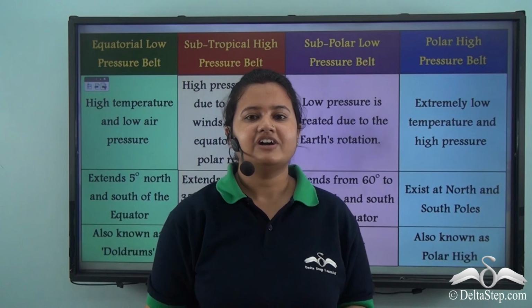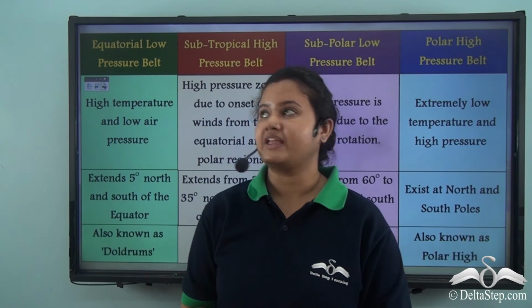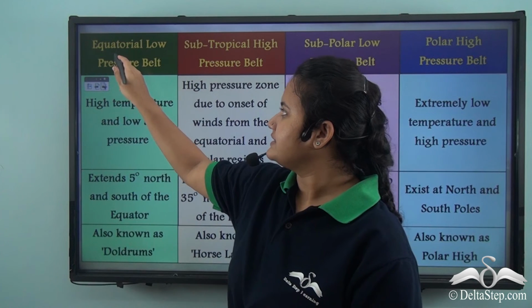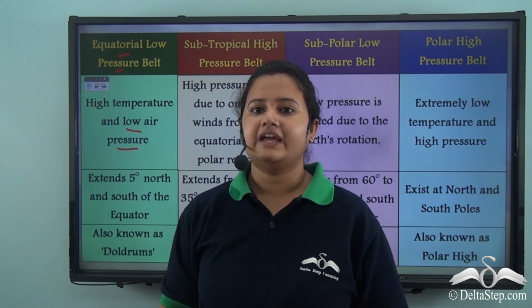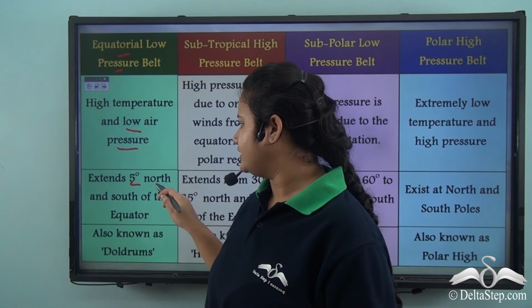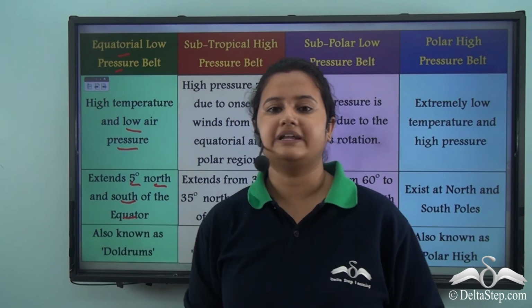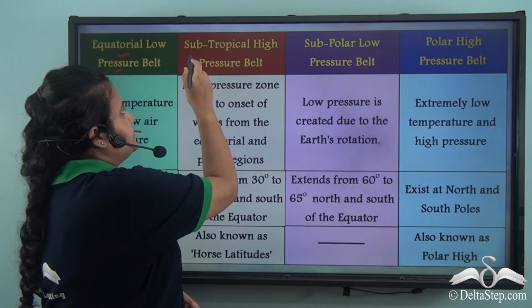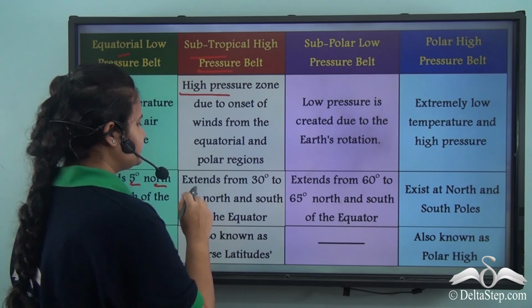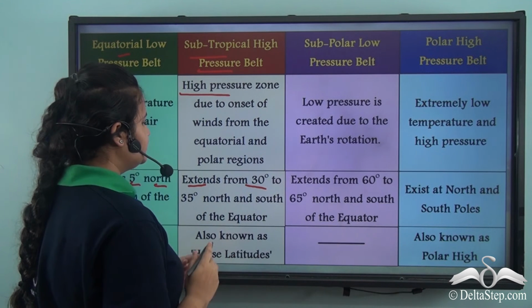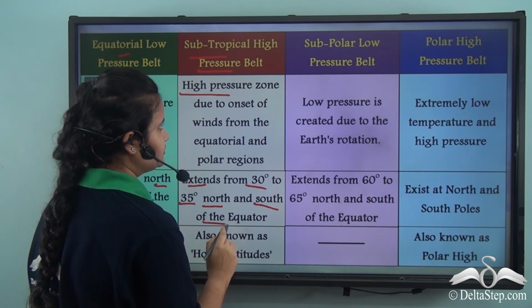Here we have a summary chart on the major pressure belts of the world. The equatorial pressure belt is a low pressure belt. It extends 5 degrees north and south of the equator. The next pressure belt is the subtropical pressure belt. It is a high pressure belt. It extends 30 degrees to 35 degrees north and south of the equator.